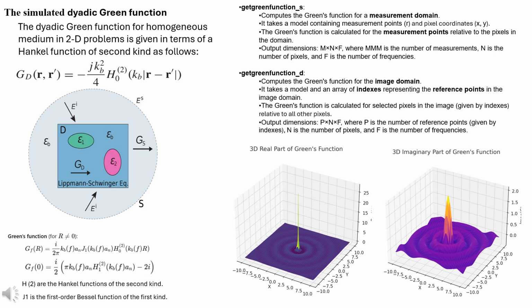This interaction is governed by the Lippmann-Schwinger equation, which is central to solving scattering problems by relating the total field as the sum of the incident and scattered fields using the Green function. The next section of the slide focuses on 2 key methods for computing the Green function in different domains.